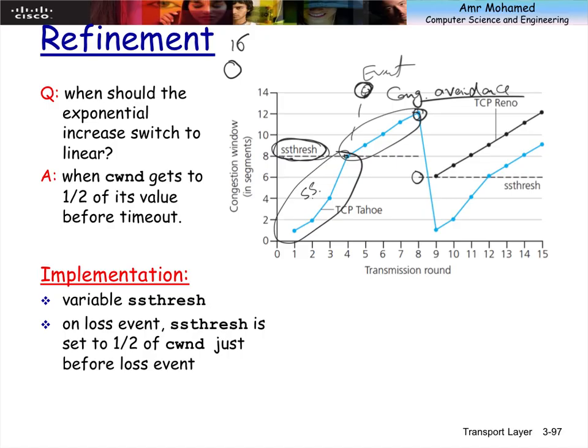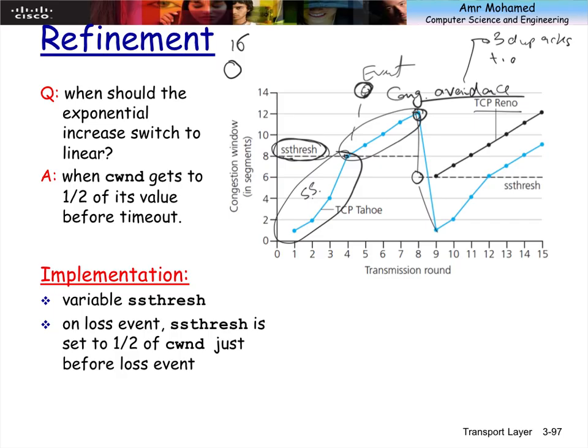And now we have to ask, what is this event? Is it 3 duplicate acks or a timeout? That's where there is a slight variation between the 2 possible implementations of congestion control. In TCP Reno, if it's 3 duplicate acks, it goes to the congestion avoidance phase directly. But if it's a timeout, it drops to 1.